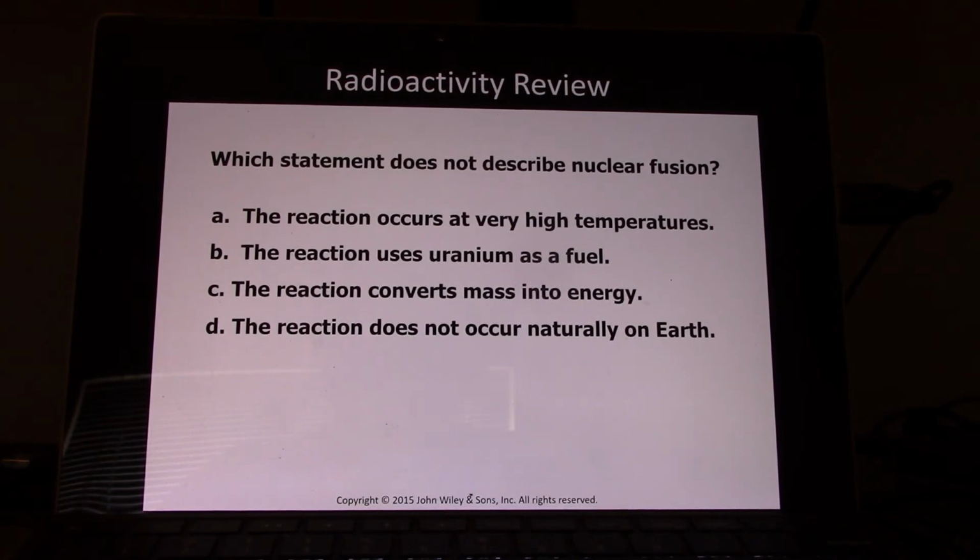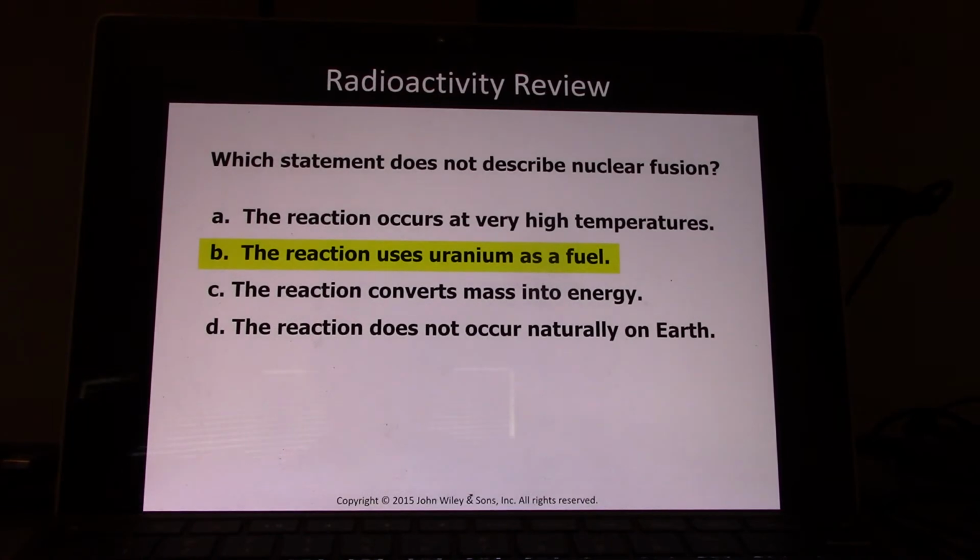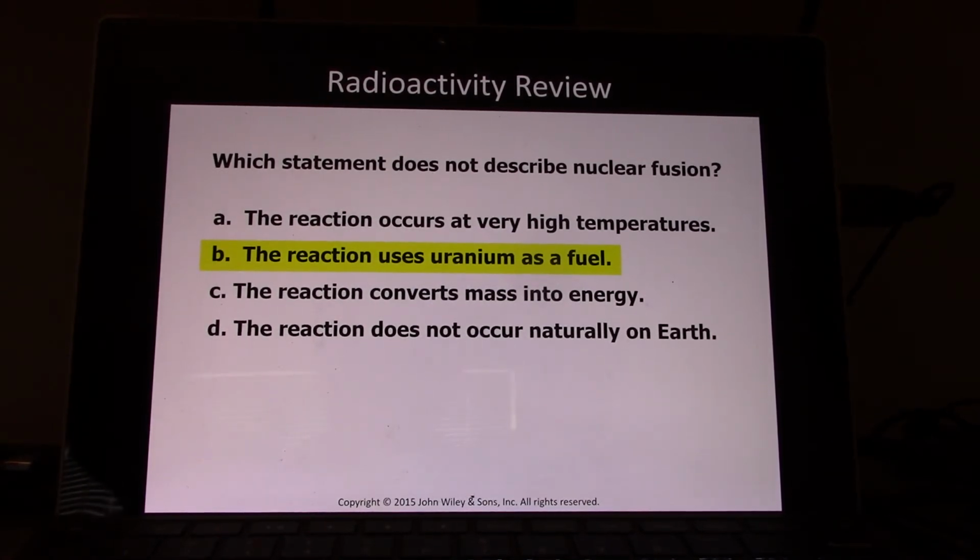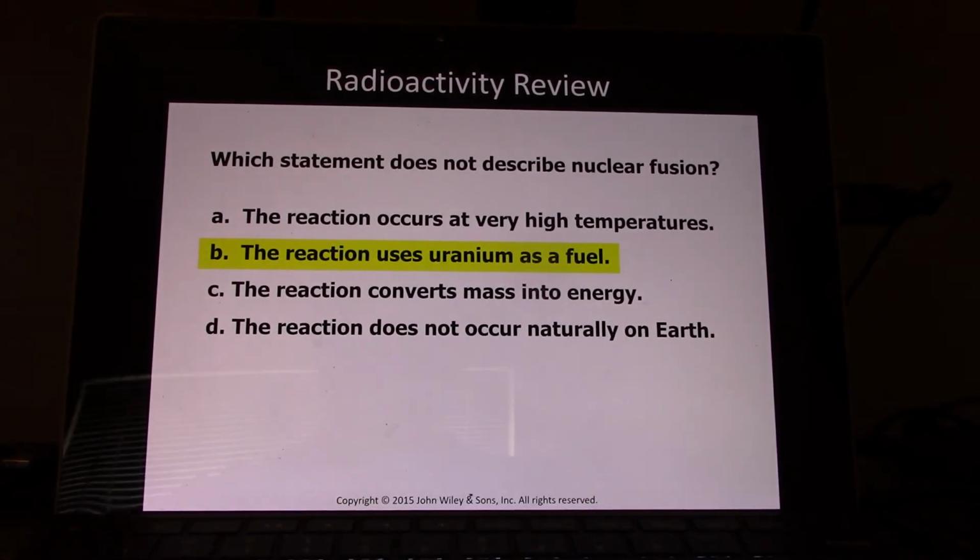Which statement does not describe nuclear fusion? And that does not use uranium. Uranium is nuclear fission. Fusion uses hydrogen to form helium.